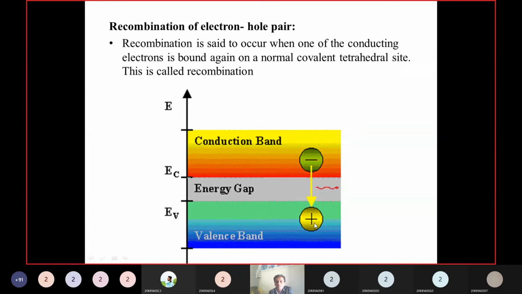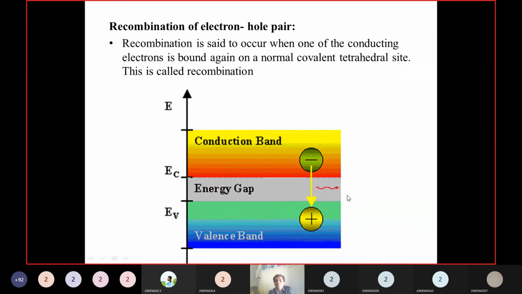In the conduction band, the electron does not stay for long. After a certain time, the electron comes to the valency band and recombines with the hole. In this process, there is an energy difference between the conduction band and the valency band. Suppose the valency band energy is E1 and the conduction band energy is E2. Then the energy difference between the conduction band and the valency band is E2 minus E1.